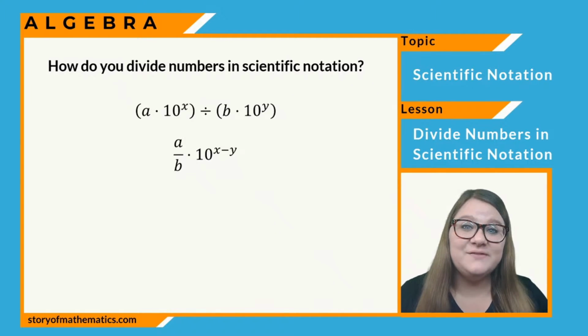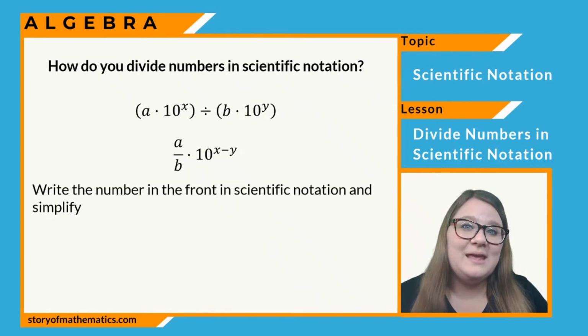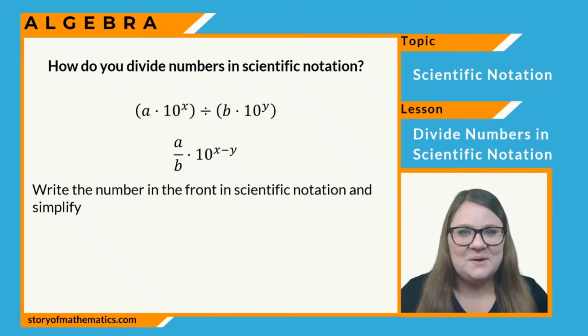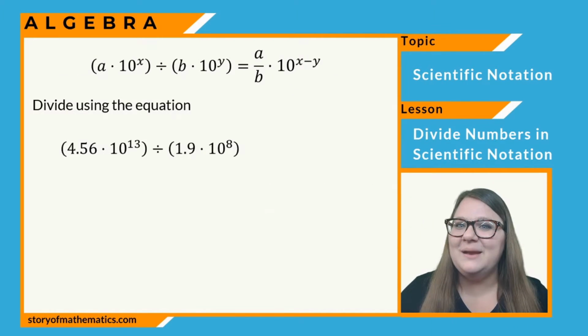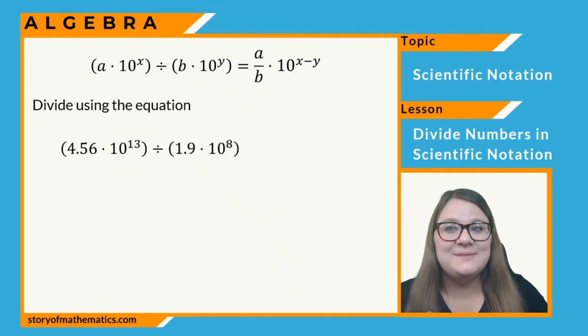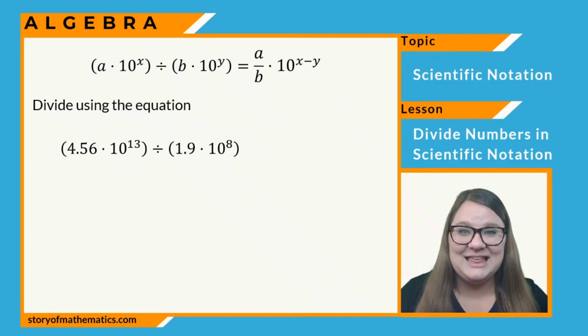And if a divided by b is a number bigger than 10, you will rewrite it in scientific notation to help you simplify. So let's take a look at if we can apply this to the equation 4.56 times 10 to the 13th divided by 1.9 times 10 to the 8th.